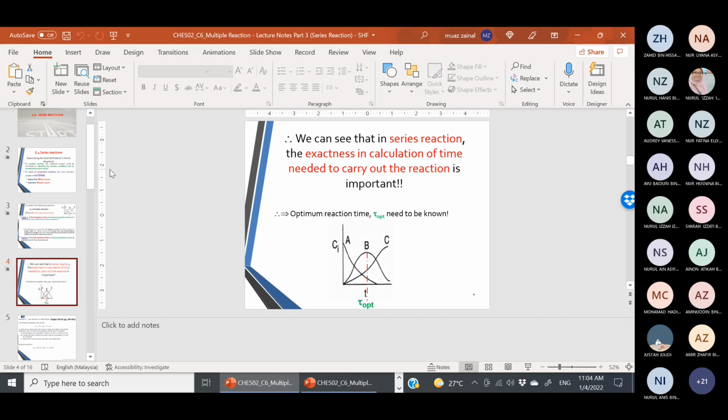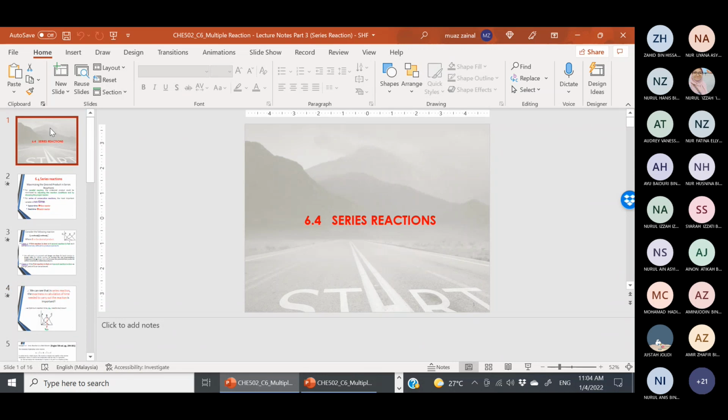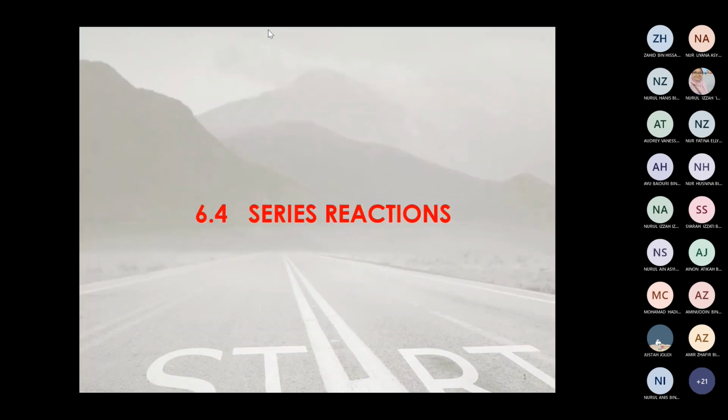Okay, so sekarang ni kita go for series reaction. Before this kita belajar parallel. Saya dah share screen kan? So parallel selalunya contohnya A ke B, and then we have A to C. Selalunya one of these akan jadi satu desired dan satu undesired. Ini parallel.